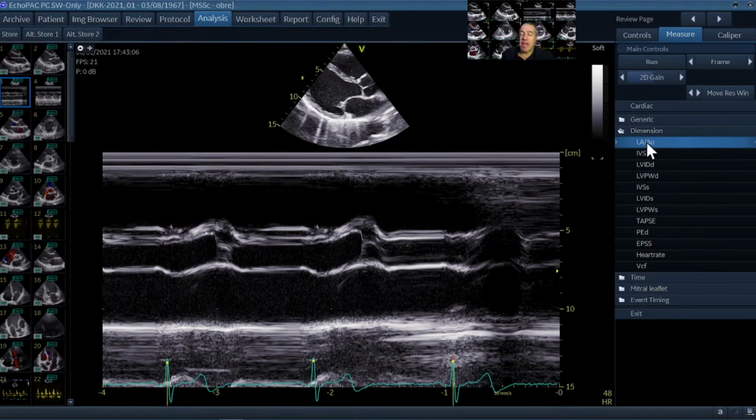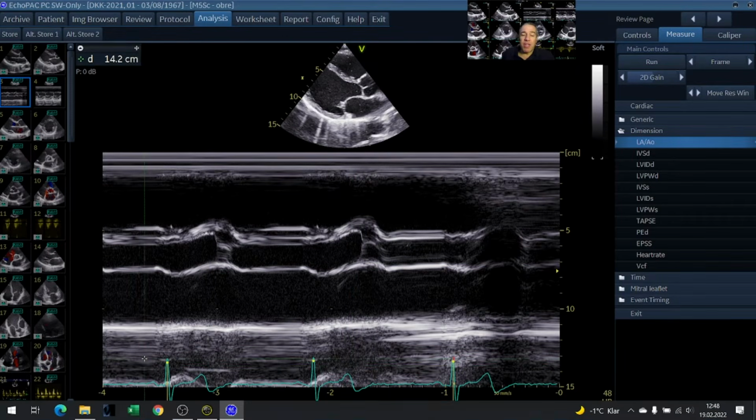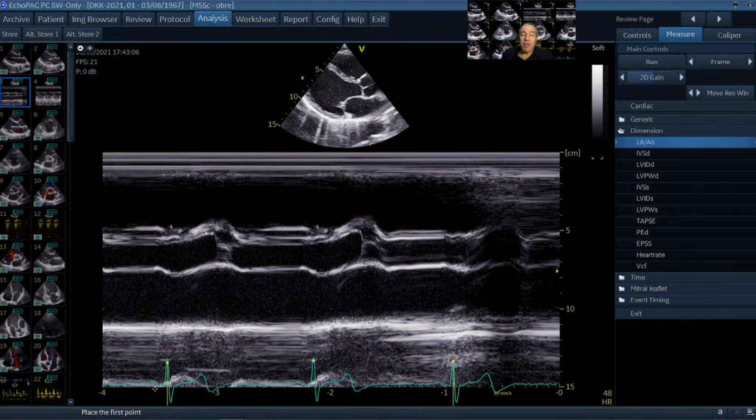We have a prepared menu here, a dedicated menu for the measurements. I select left atrial and aorta. The menu now tells me, if you look at the lower border here, that I should place the measurement on the anterior point of the aorta. Well, I do the measurements here in the M-mode as it tells me the aortic diameter. Actually, I don't use this measurement because I don't trust it very much.